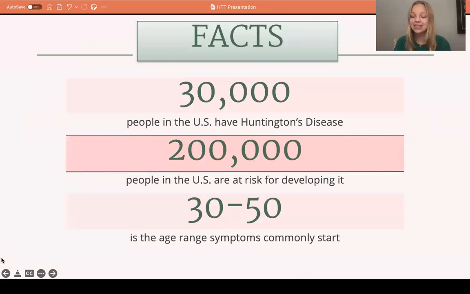Some facts: 30,000 people in the US actually suffer from HD. 200,000 people in the US are at risk for developing it. The age range when symptoms commonly start is 30 to 50 years old.